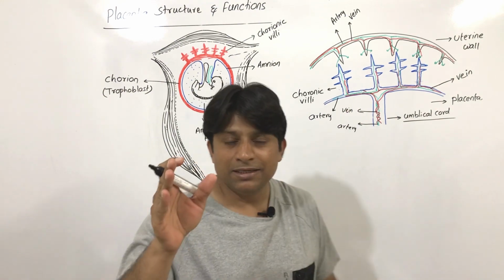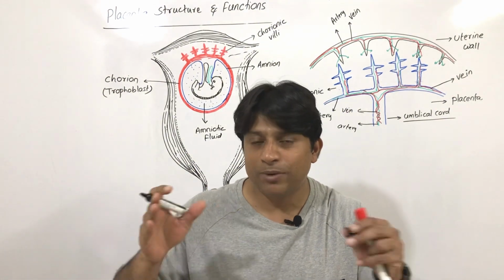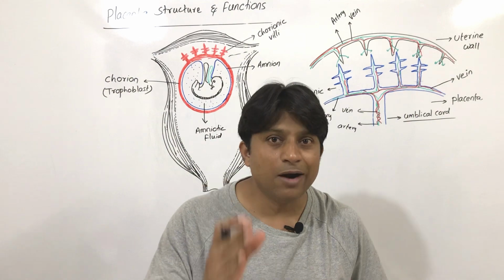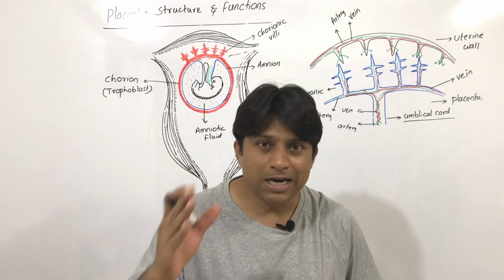Here the interesting point you have to remember is that umbilical arteries are with deoxygenated blood and umbilical veins are with oxygenated blood.